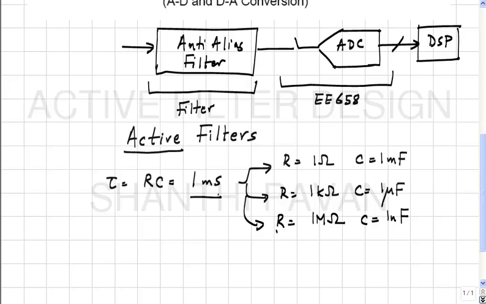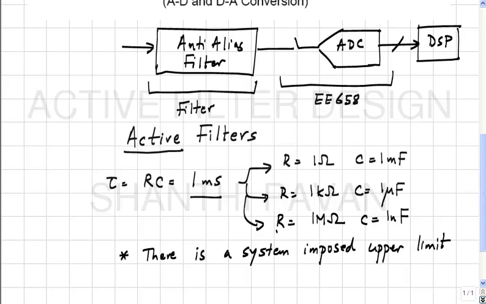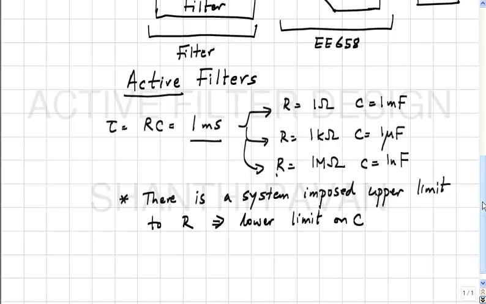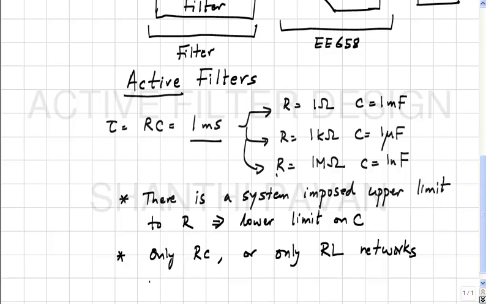At this point, the key point to note is that there is a system imposed upper limit to R, which means a lower limit on C. Okay. Further, we also see that only RC or only RL networks do not filter effectively.